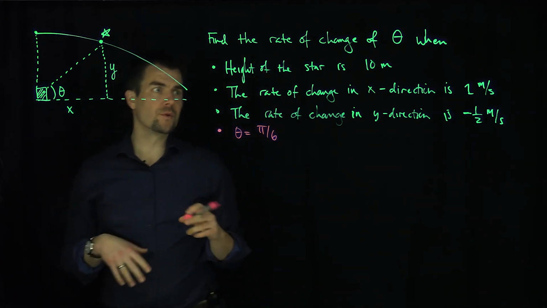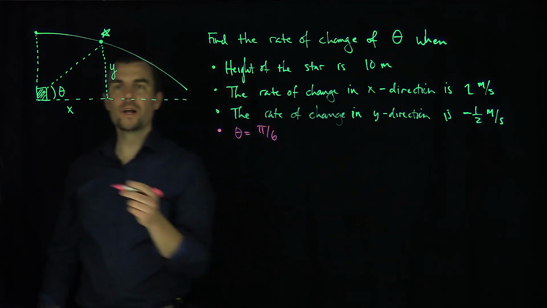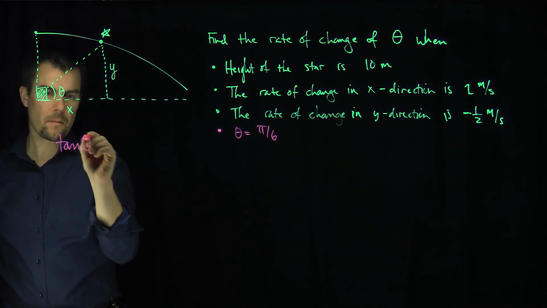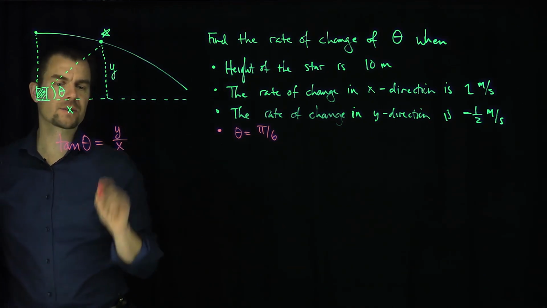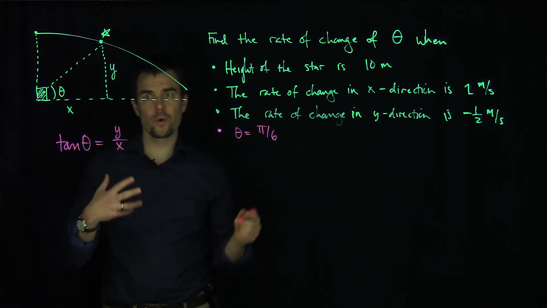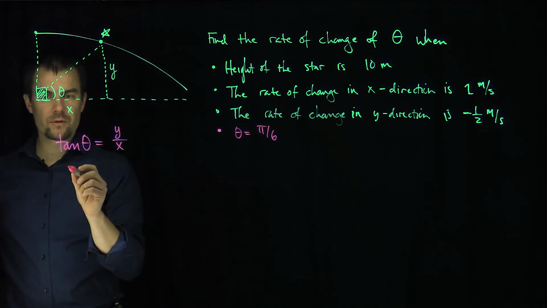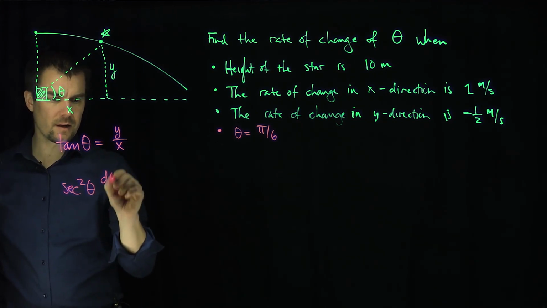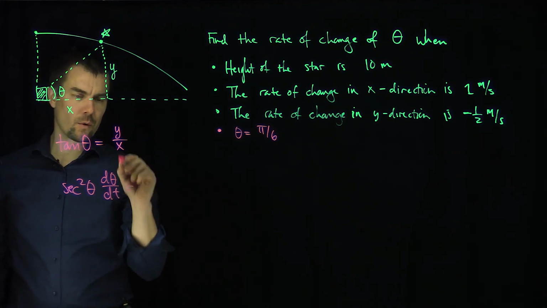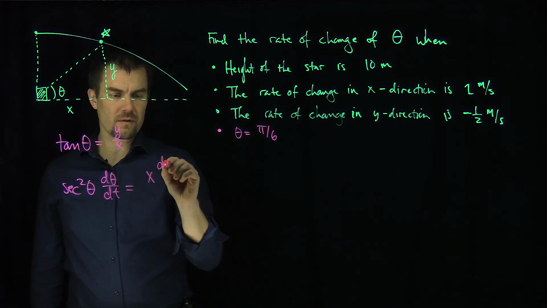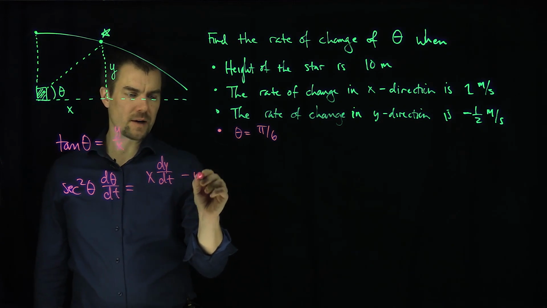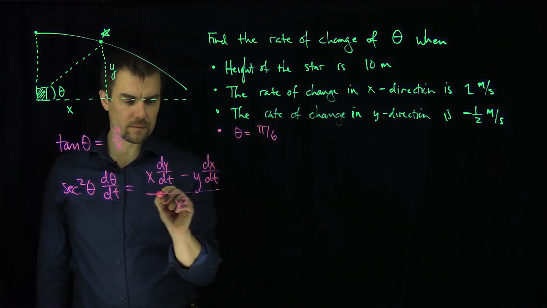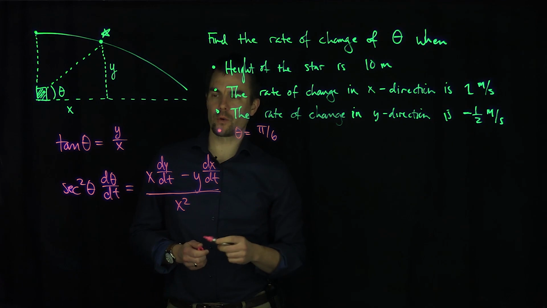And now what do I want to do? I need to figure out a couple different things. What is the relationship between theta, x, and y? The tangent of theta is y over x. To do this problem, I'm going to take the derivative with respect to time of both sides of the equation. The derivative of tangent is secant squared of theta, d theta dt. And now I have to do the quotient rule over here: the bottom times the derivative of the top minus the top times the derivative of the bottom, all over the bottom squared. There's my related rate equation.